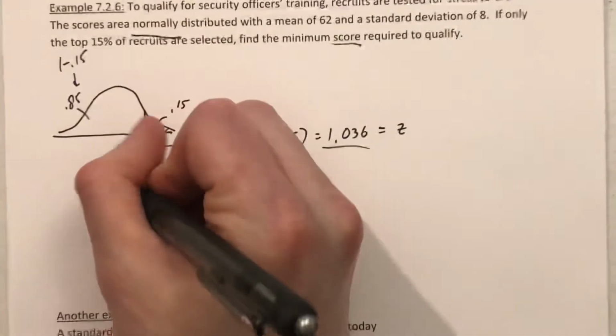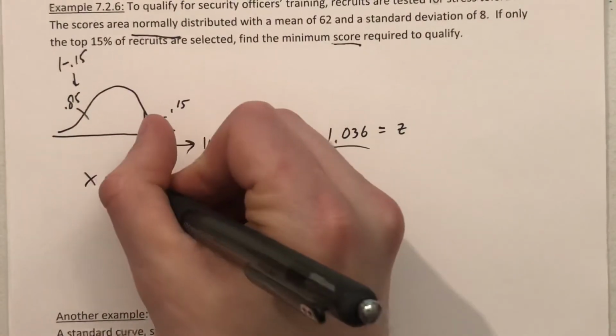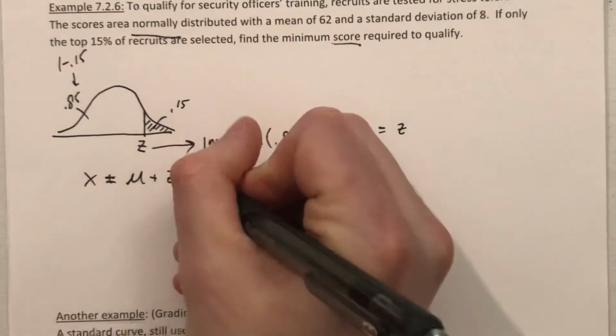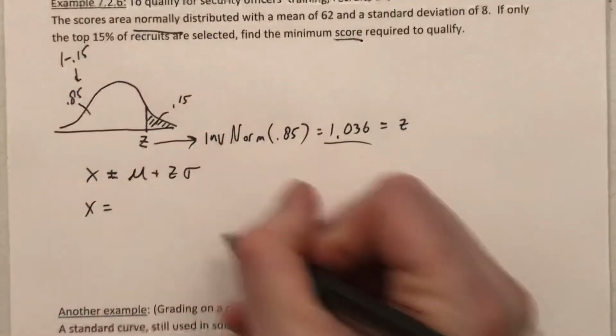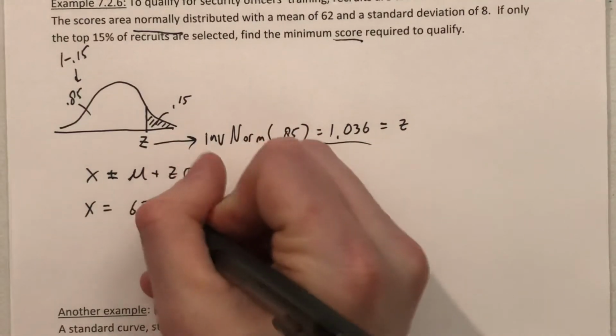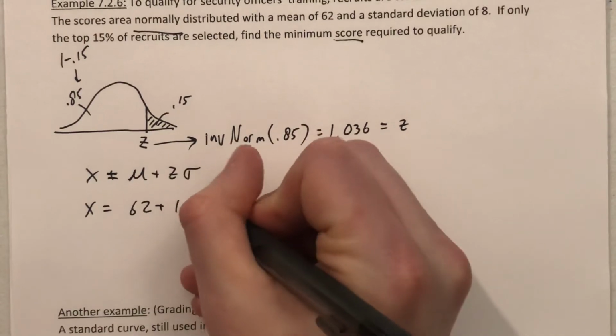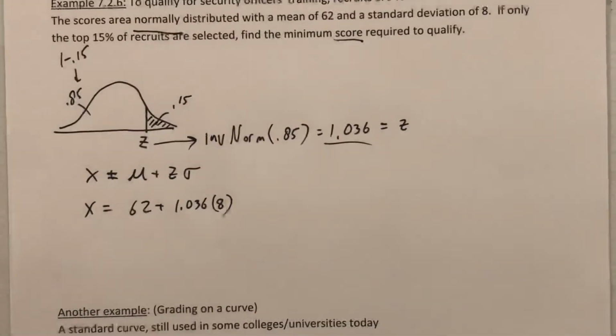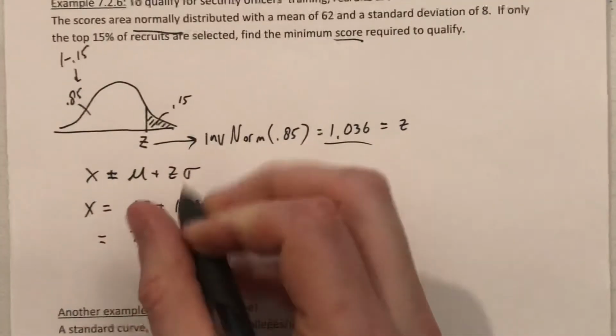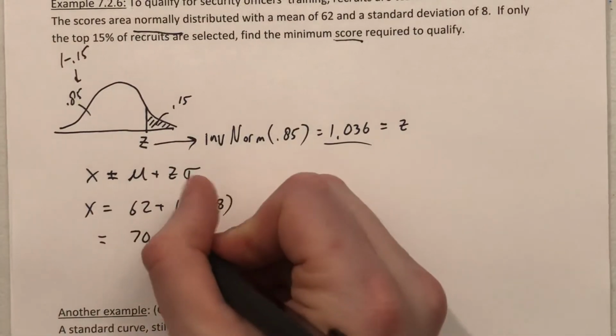And then we'll throw that into our formula to get back to the data value. We'll find the data value where the mean was 62. The data value's z-score is 1.036. The size of a jump of a standard deviation is 8. And that's putting me at 70.288.